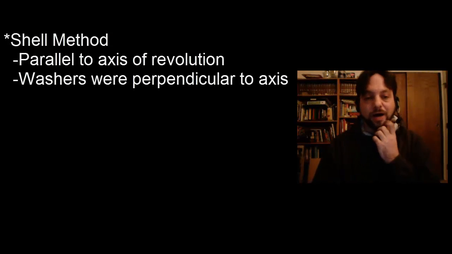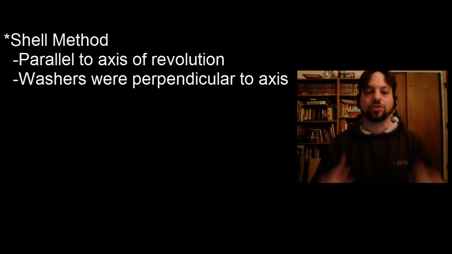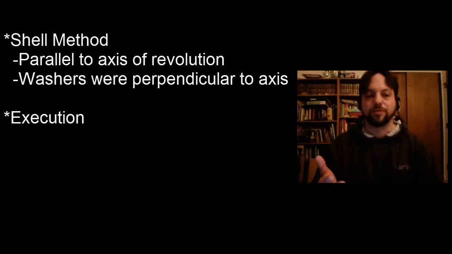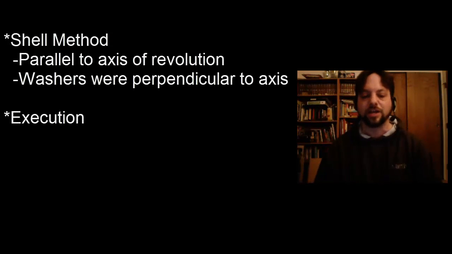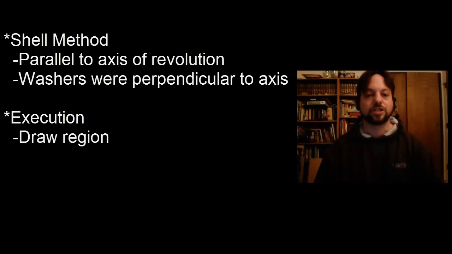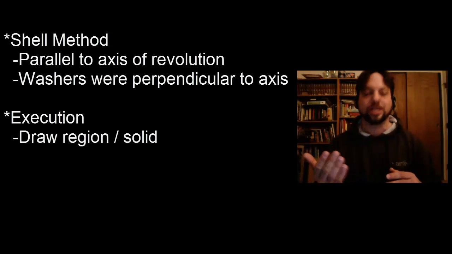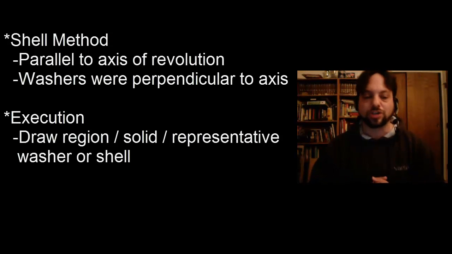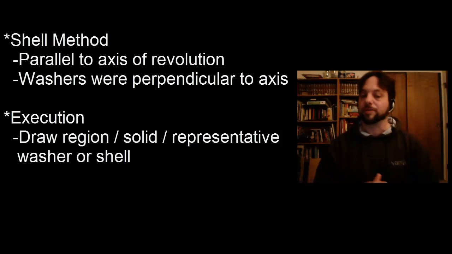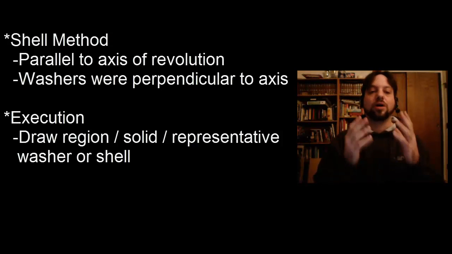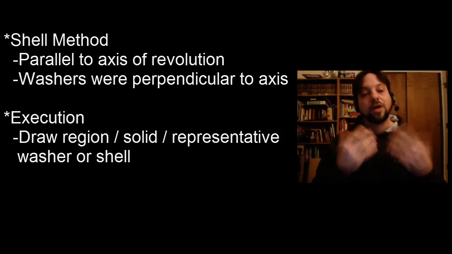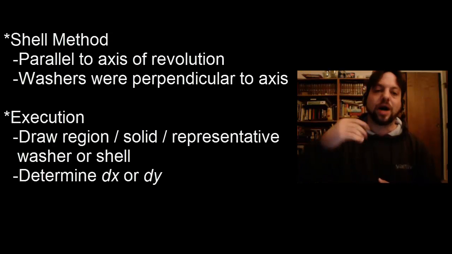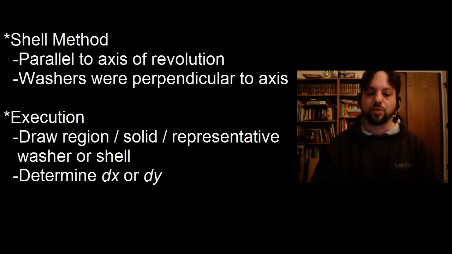All right, so of course, you don't need to remember that if you're good at drawing pictures, and that really is my first piece of advice. When you're doing any volume of revolution, whether it's washer or shell method, you should always draw your region first, draw the solid of revolution, and then draw a representative figure. If we're doing the washer method, draw a representative washer. If we're doing the shell method, draw a representative cylindrical shell. Once you've done that, you can determine is the width of that shell a dx or is it a dy, and that will guide the rest of your work.